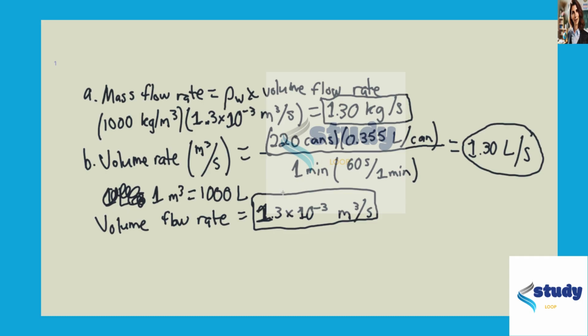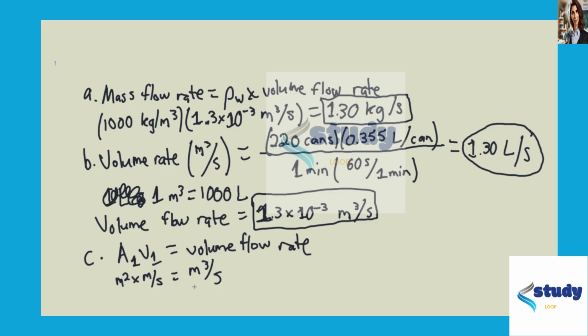Now, it's asking us what is the speed of the soda in the first section of the pipe. And we can say that the cross-sectional area times the velocity is going to equal the volume flow rate. This makes sense. The cross-sectional area is meters squared, the velocity is meters per second, and of course, that'll give us meters cubed per second. So dimensionally, this makes sense.